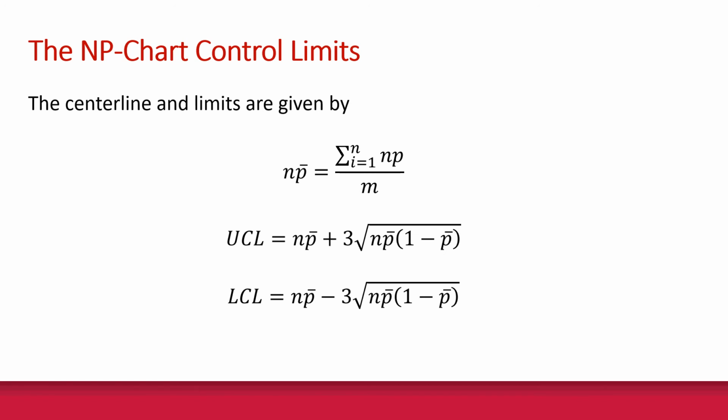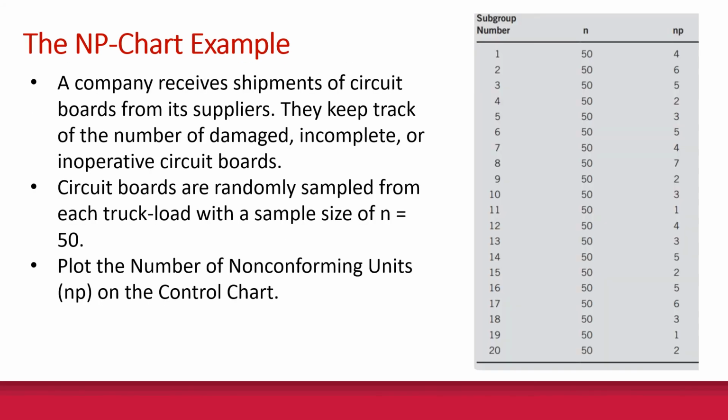The NP control chart limits are given by the following formulas. First, we calculate the center line, then we calculate the upper control limit and lower control limit. Instead of explaining these mathematically, I'm going to show you how they work in a particular example. I think you'll understand a lot more clearly how to apply these. So let's take a look at our example.